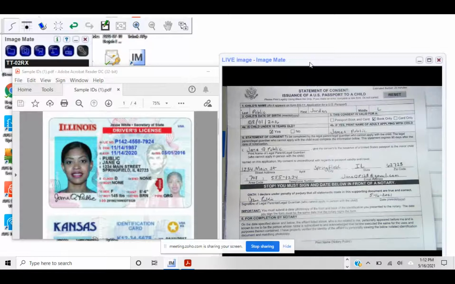Now, I don't believe that it's required that you do that, but it does make me feel better knowing that I'm signing off on the parent that's the actual parent of the child. So I have them produce their ID and the child's birth certificate. Okay.